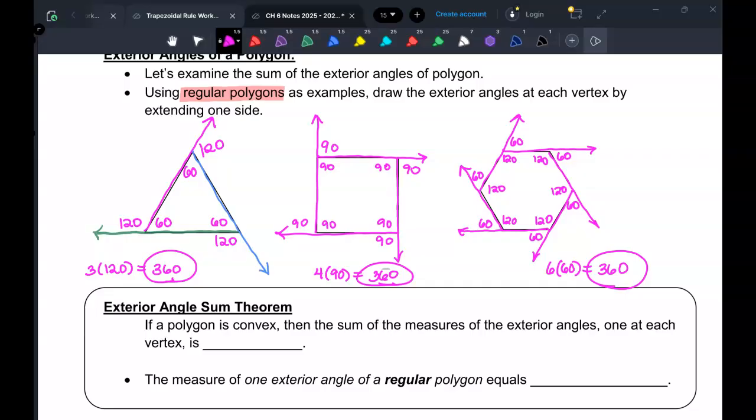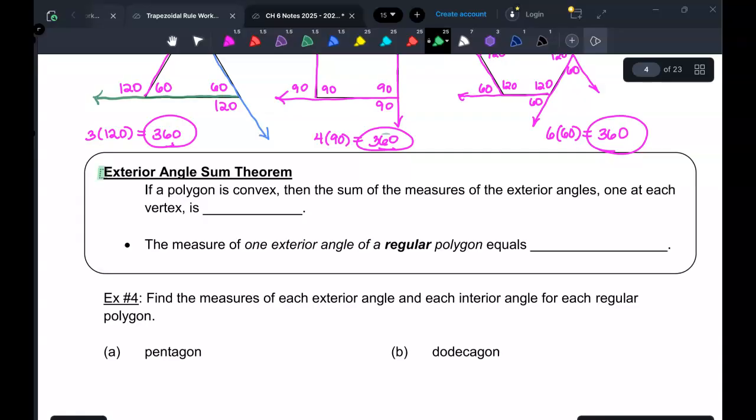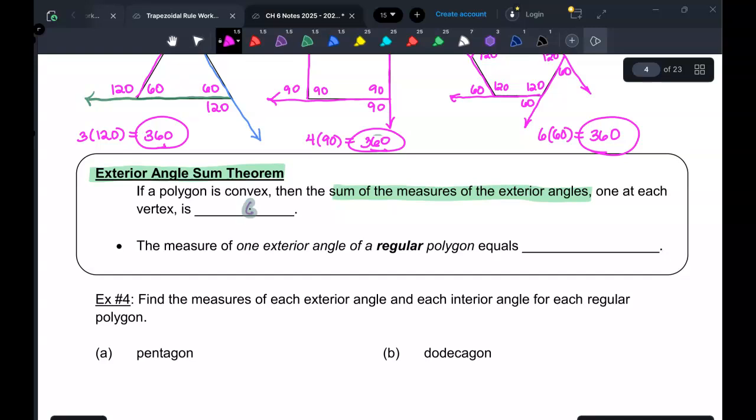If you want to think of it almost like when we draw the arrows, it goes around in a circle. Think around the circle is 360. So the exterior angle sum, the sum of the measures of the exterior angles, is 360.